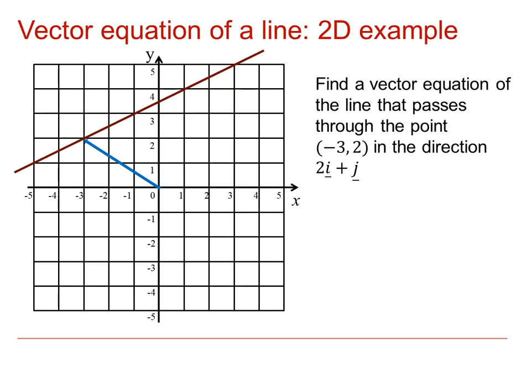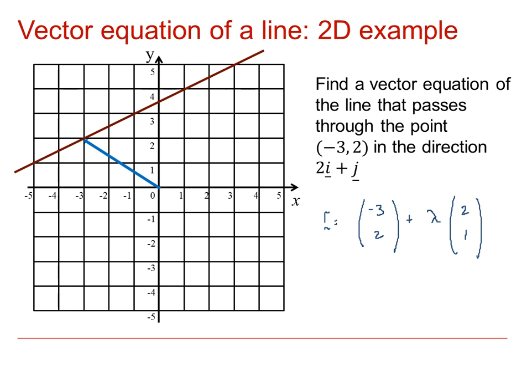So as an example of that, let's find the vector equation of this line, which passes through the point -3, 2, so that's our known point, and in the direction 2i plus j, so we have 2 along and 1 up. So therefore our vector equation is r is equal to the known point, which is at -3, 2, and then lambda multiplied by our direction 2, 1.